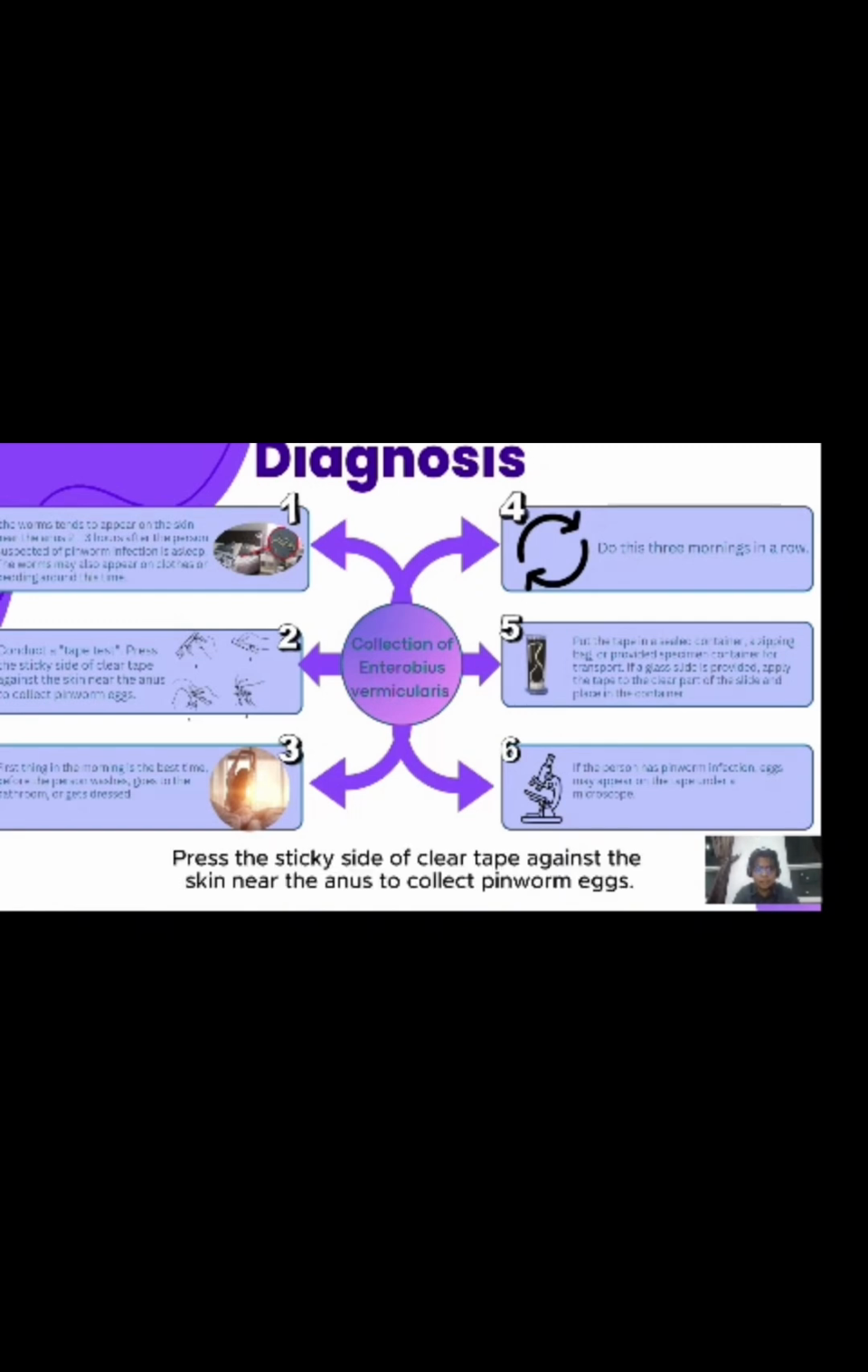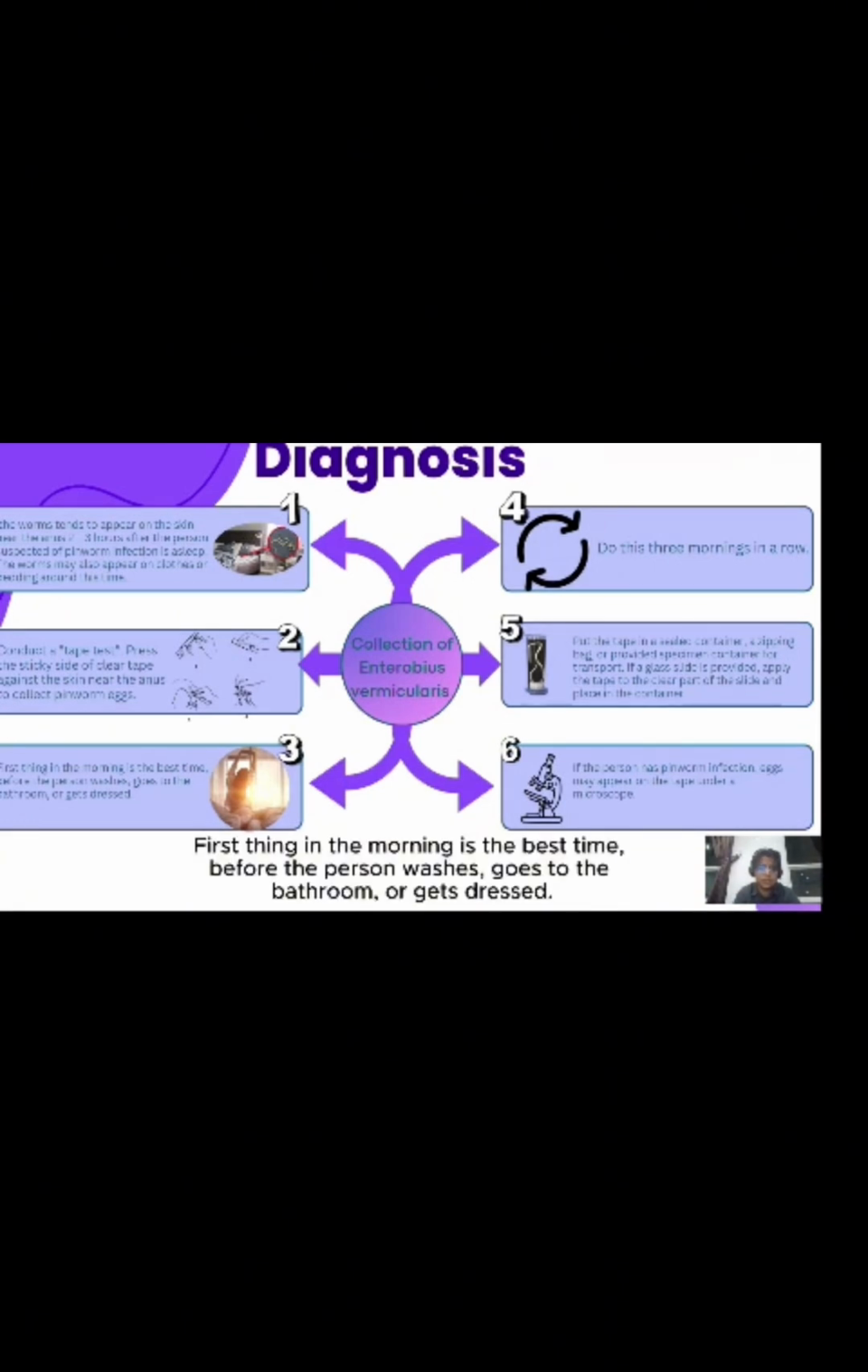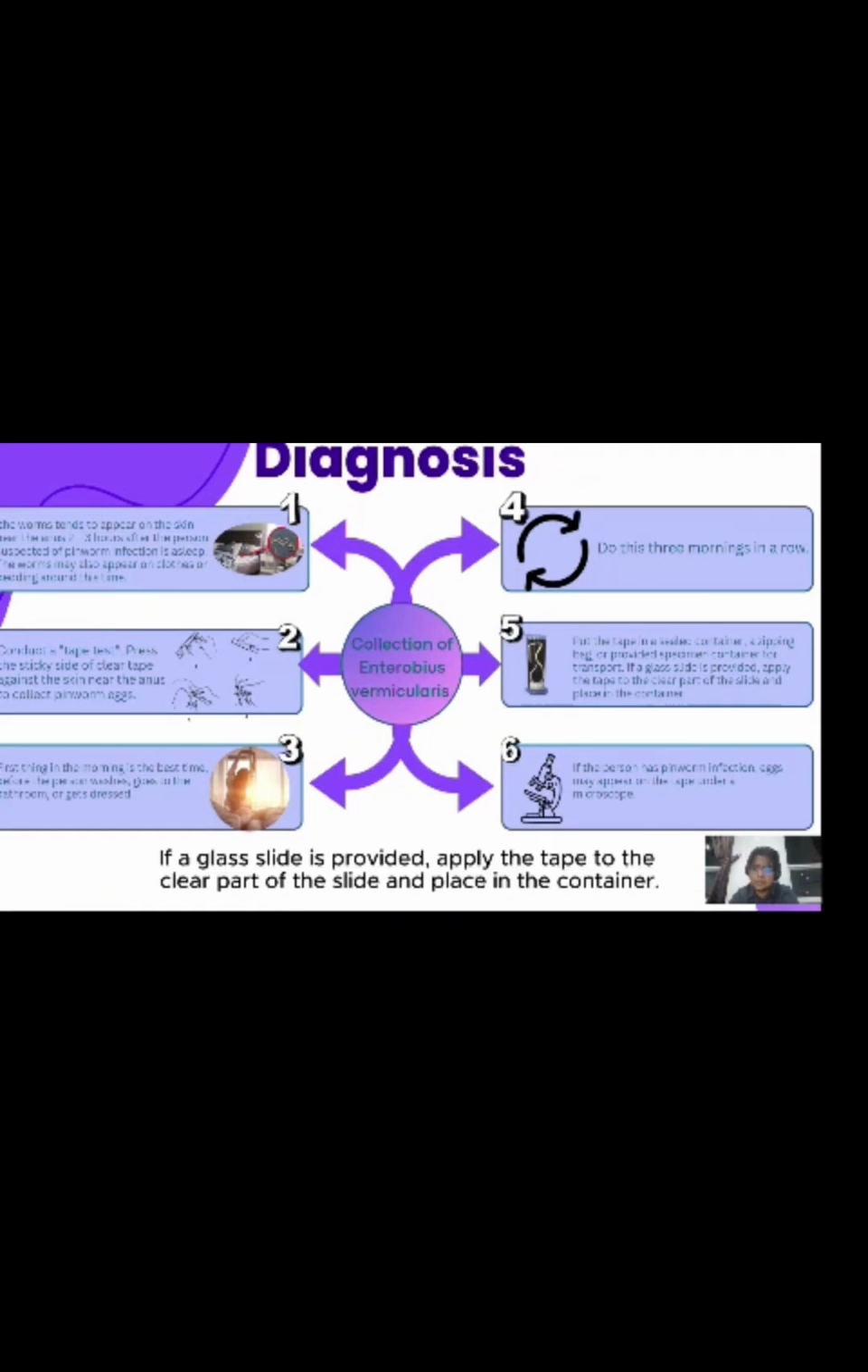Press the sticky side of clear tape against the skin near the anus to collect pinworm eggs. Conduct this tape test first thing in the morning. It's the best time, before the person washes, goes to the bathroom or gets dressed. Do this 3 mornings in a row. Put the tape in a sealed container, a zipping bag or a provided specimen container for transport. If a glass slide is provided, apply the tape to the clear part of the slide and place it in the container.